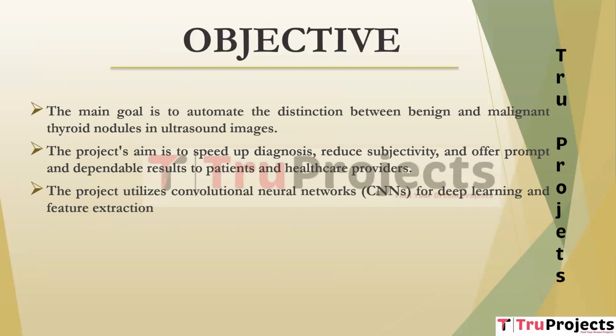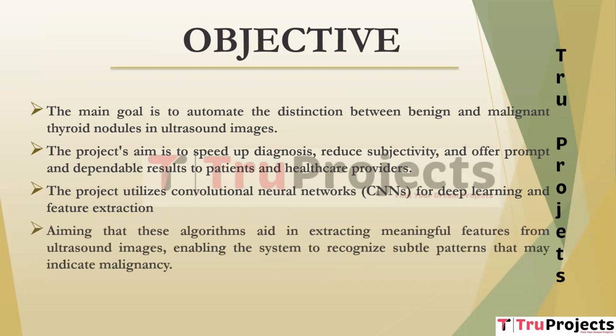The project utilizes convolutional neural networks for deep learning and feature extraction, as well as texture feature analysis, to enhance diagnostic accuracy. These algorithms aid in extracting meaningful features from ultrasound images, enabling the system to recognize subtle patterns that may indicate malignancy. The combination of CNNs and texture features enhances the accuracy of the diagnosis.